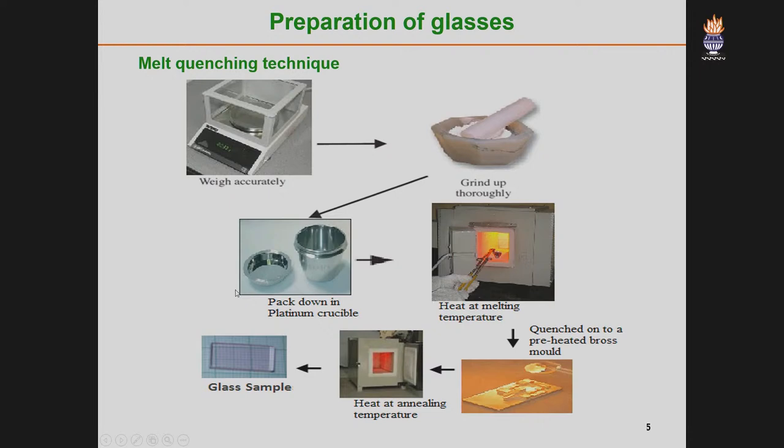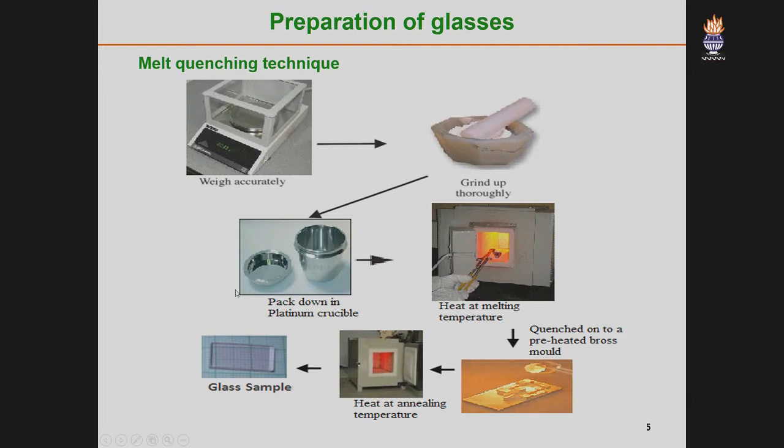So we can transfer that powder into these crucibles, then place it in a furnace, which is for heating purposes, and at high temperature we have to heat the chemicals. Then, after melting, we have to transfer the melt in between two brass blocks. That process we call quenching.